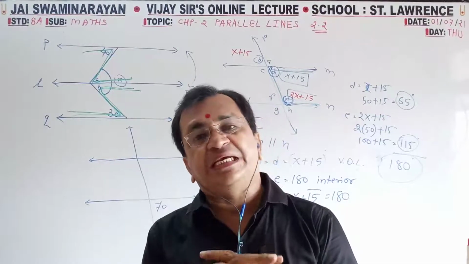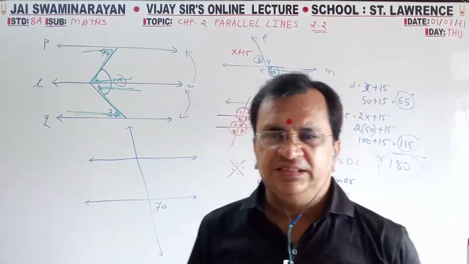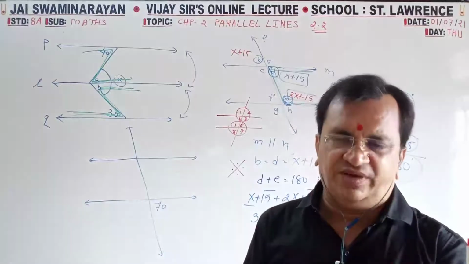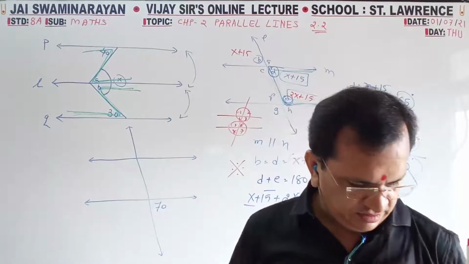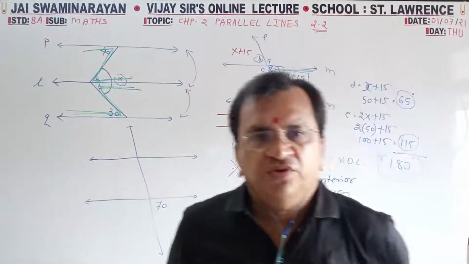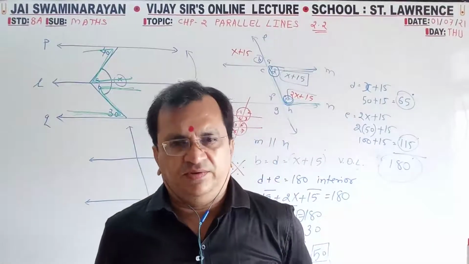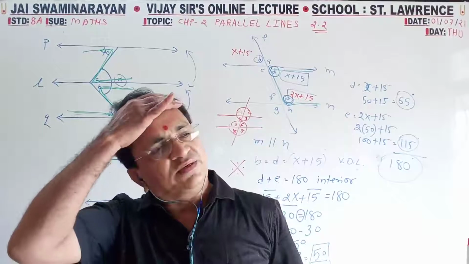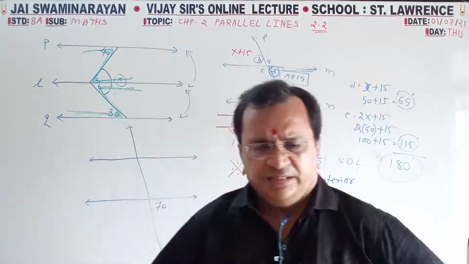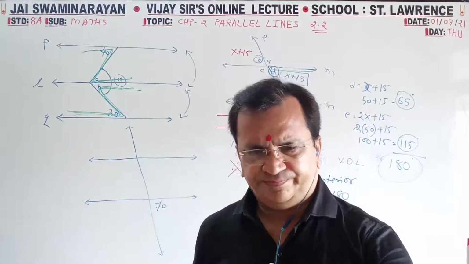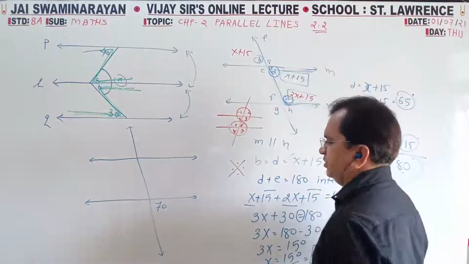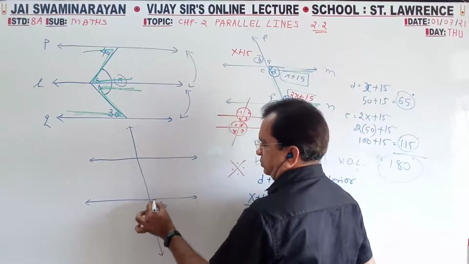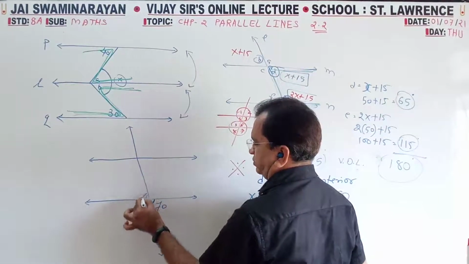Out of 8, if only a single angle is given, the rest you can very easily find out. How? This is 70. So vertically opposite is also 70.